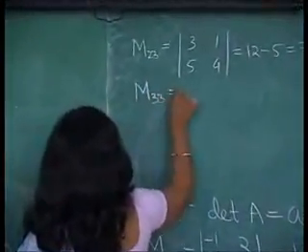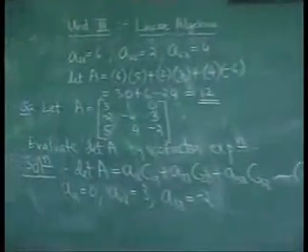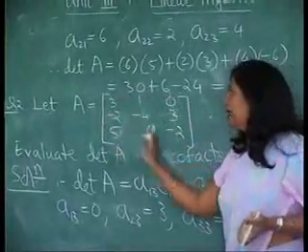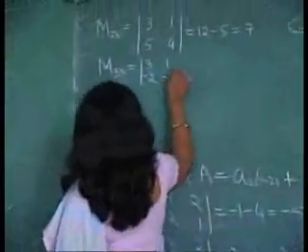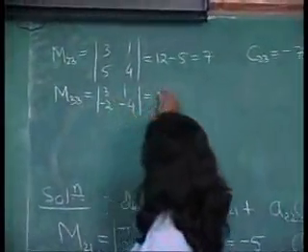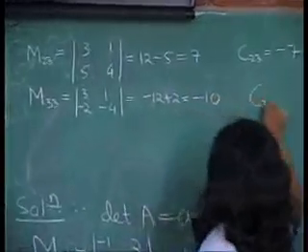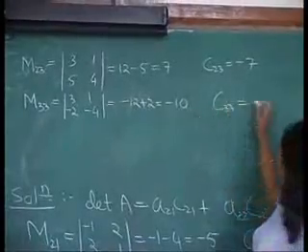M33. Now leave out the third row, third column. That leaves us with this submatrix 3, 1, minus 2, minus 4. That is minus 12 plus 2, which is minus 10. And therefore C33: 3 plus 3 is even, so this will be minus 10.